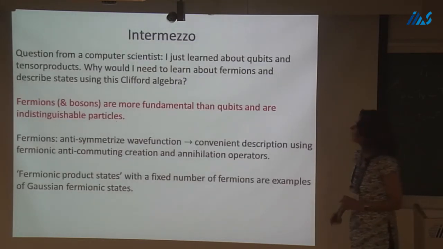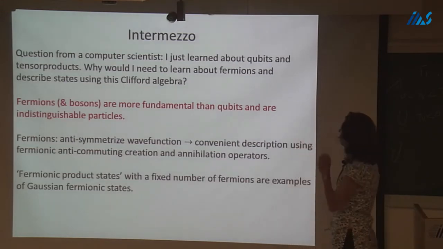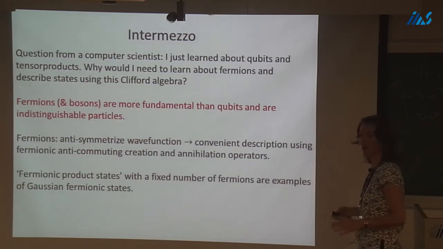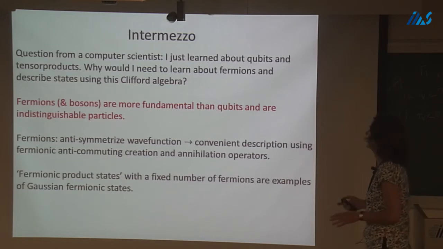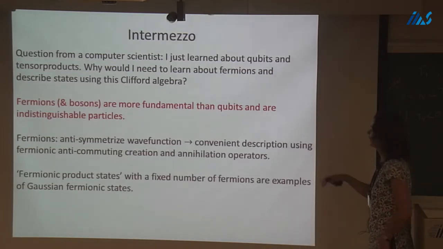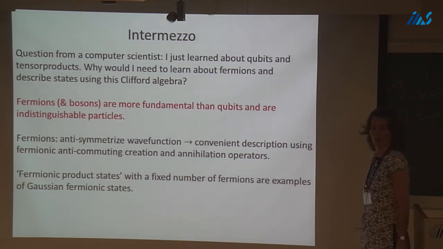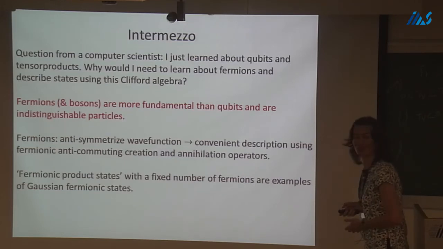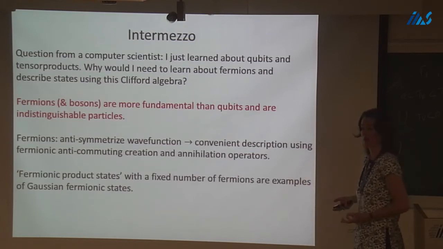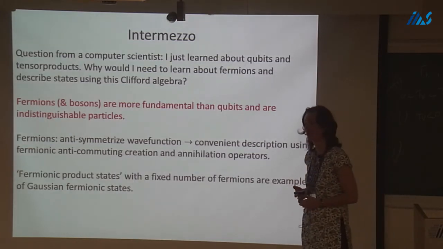So one thing I want to address is, why do we talk about fermions when we could learn about qubits? I think in this area we are less thinking about qubit sort of things. That may be the ideal world of the future, but in the physical world right now, fermions and bosons are much more fundamental. That's not the argument I'm making to computer scientists at all.